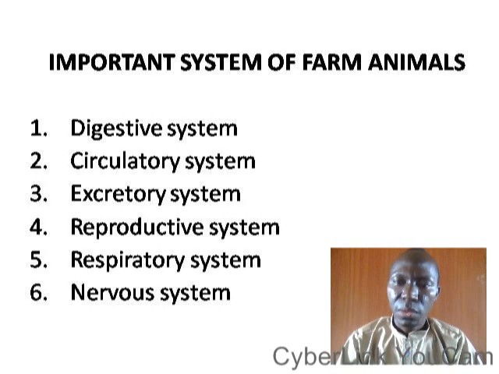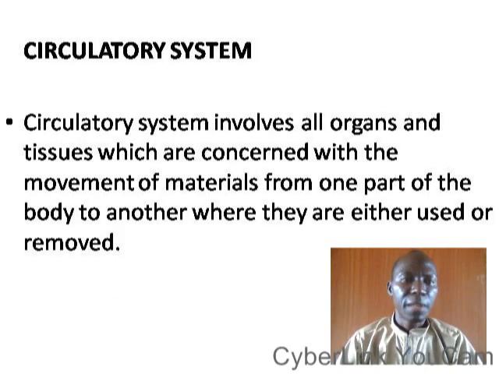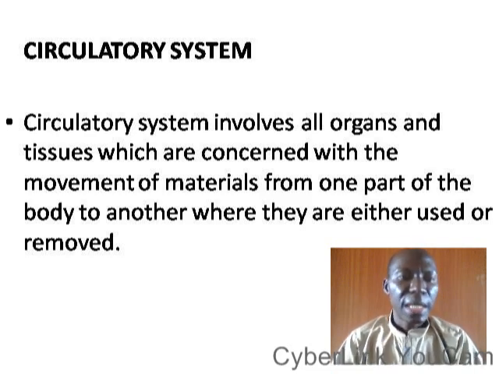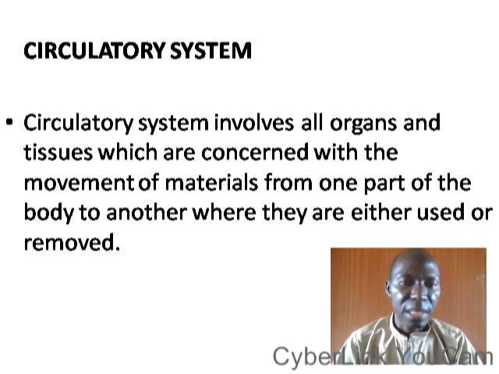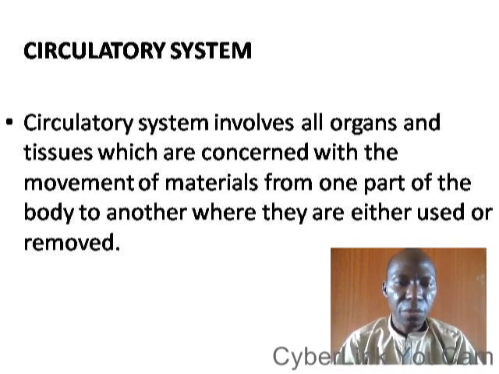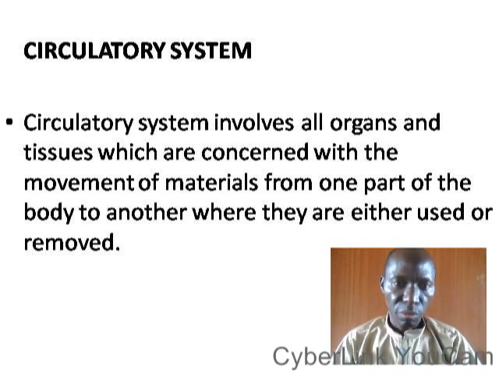Now let us look at the circulatory system properly. The circulatory system involves all organs and tissues which are concerned with the movement of materials from one part of the body to another, where they are either used or removed, okay. For example, the blood moves from the heart, passes to the artery, and gets circulated to the body, okay.